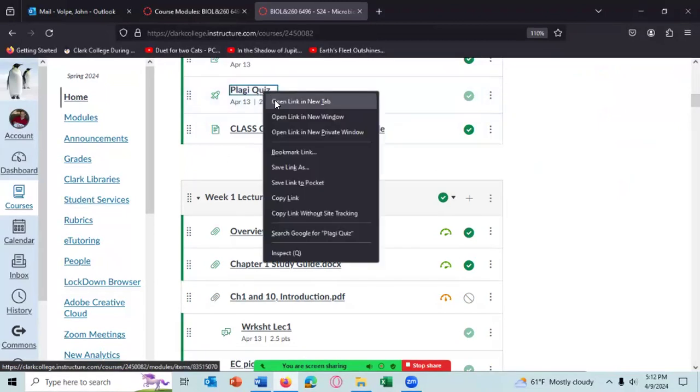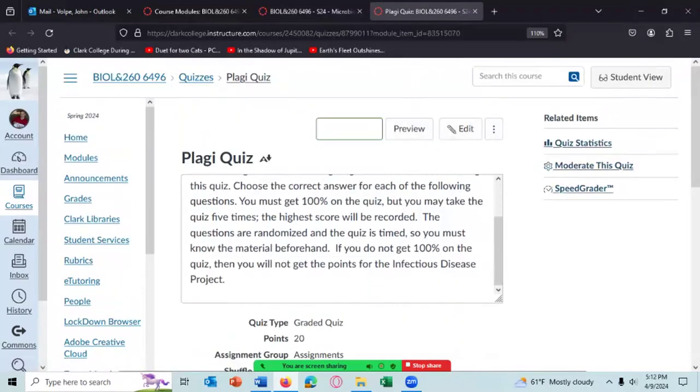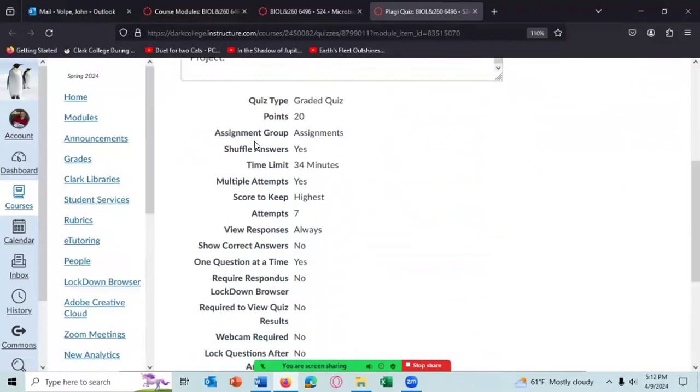However, you can take the quiz more than once. So if you don't get 100%, just take it again. I don't remember how many times you can take it. You got 7 attempts. Nobody's ever taken it more than 3 times. Usually students get 100% on the second time, but most students get 100% on the first time. And I've only had like 1 or 2 students who needed a third time.